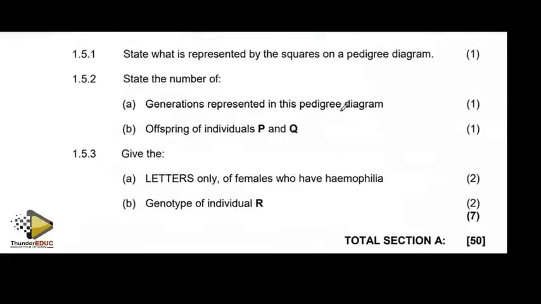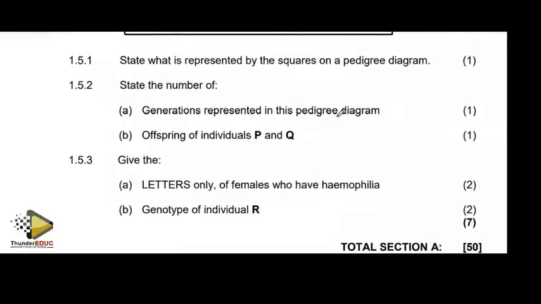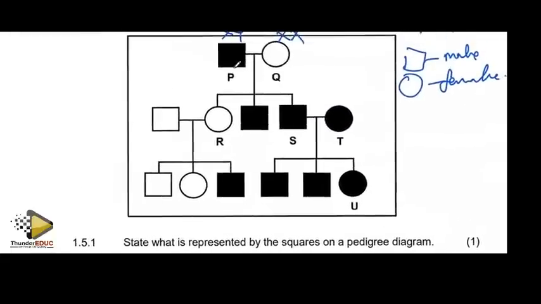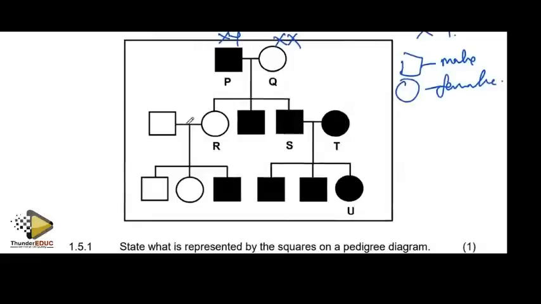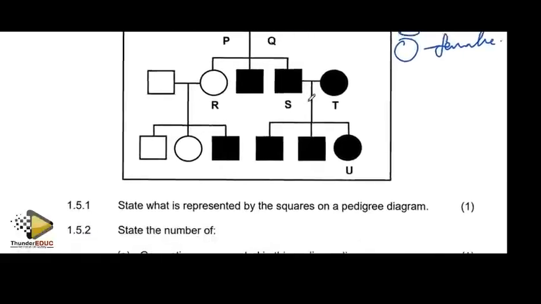Then they're asking about the offspring of individuals P and Q. So these are offspring. However, not everything on this line means offspring. This gave rise to this, and this. What about this and this? This one is an outsider who married this guy, and this girl from these people also married this guy. So these are just people who came into the family, but these are the offspring of P and Q. So there are three of them.